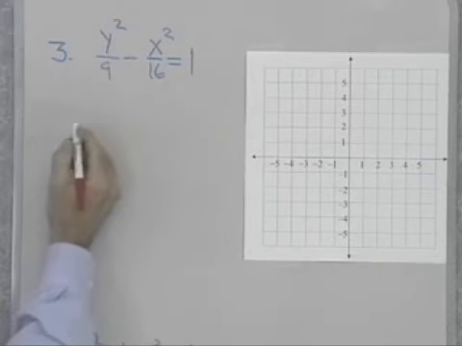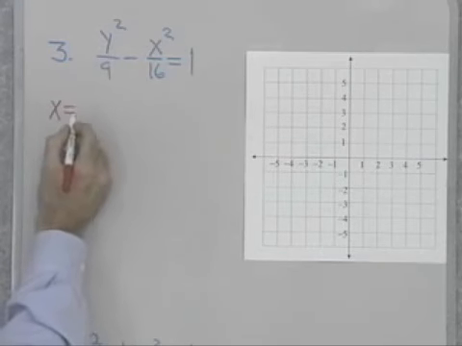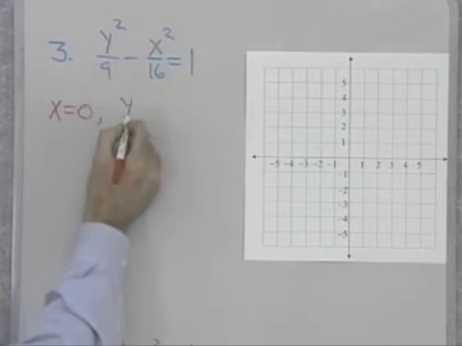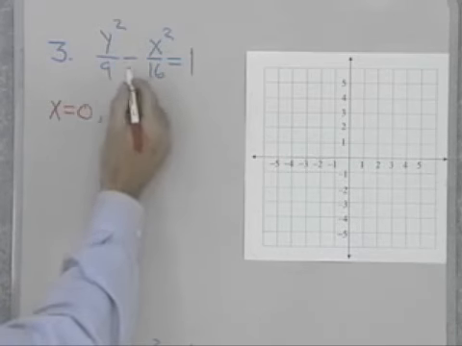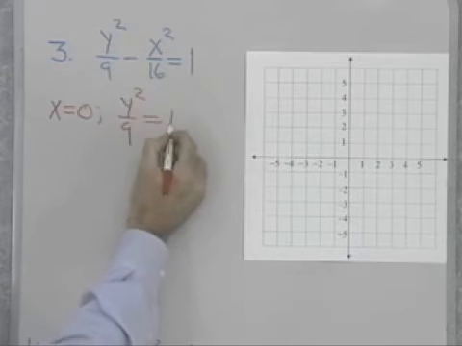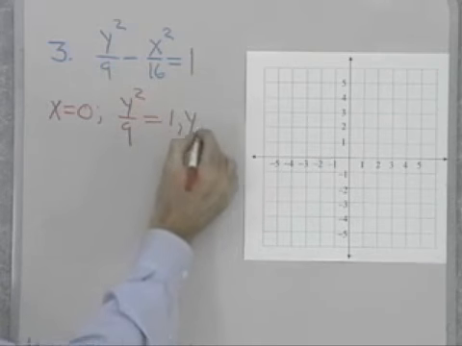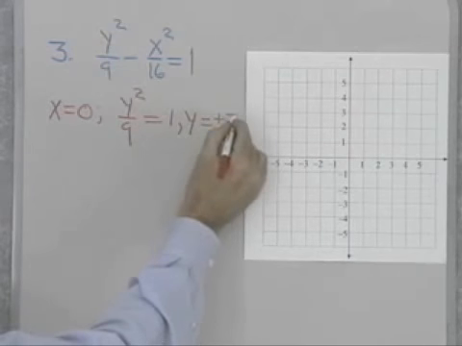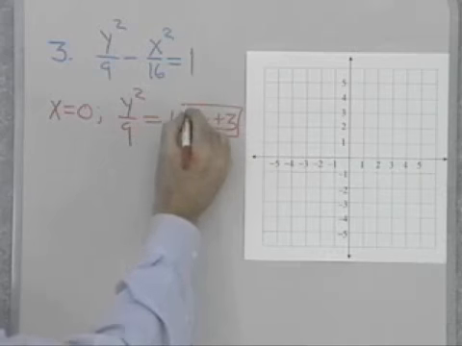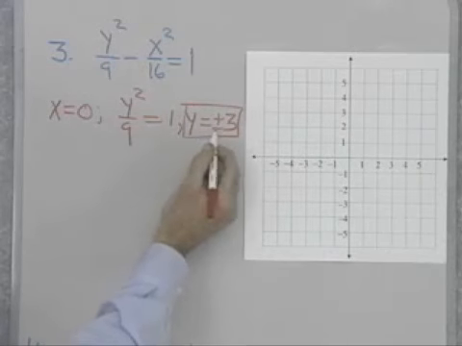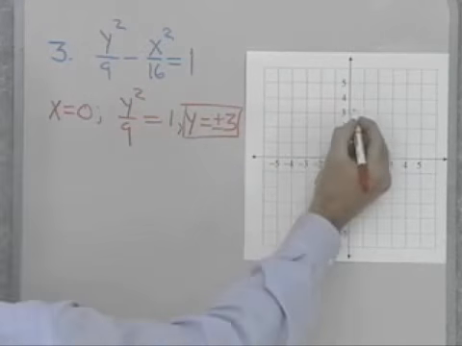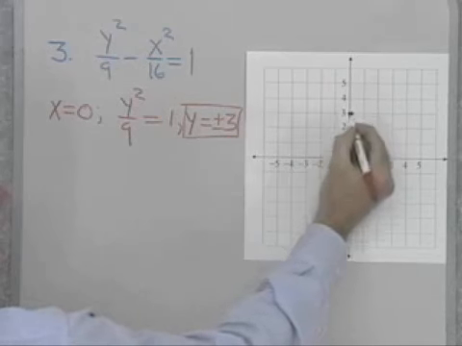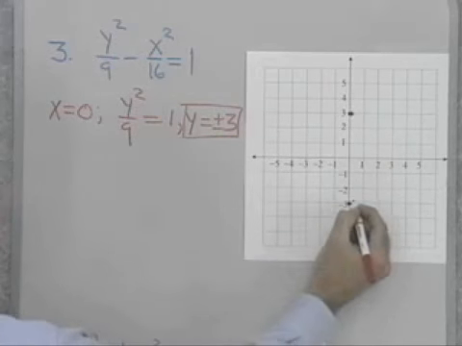Now notice that we have y-intercepts because if I let x be equal to 0, then I have y squared over 9 minus 0 is equal to 1. So then y is plus or minus 3. So when I solve this equation for y, I end up with y equals plus or minus 3. So my graph is going to cross the y-axis at 3 and also at negative 3.